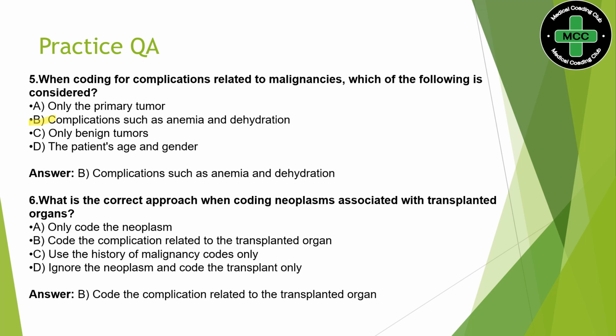Next, what is the correct approach when coding neoplasm associated with the transplanted organs? I did not explain this guideline. We have a specific coding guideline for complications associated with transplanted organs. So for this we have to use answer B, code the complication related to the transplant organ. We have to identify what is the complication from the transplanted organ and we will be coding it.